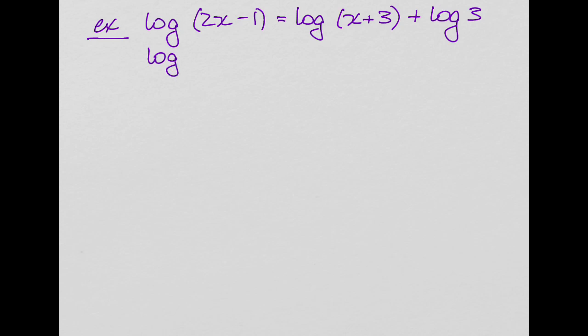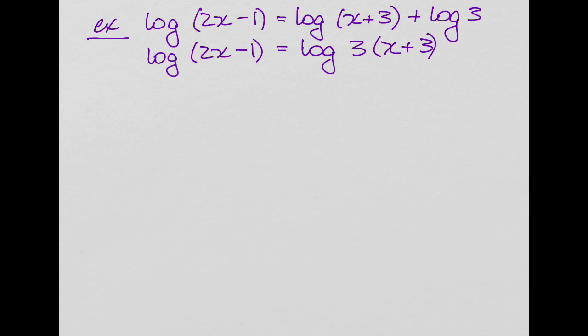Log, I happen to be at base 10 here. As long as the log is the same everywhere, we're all good. On the right, I have two logs, same base, and they're added. So I can use a property of logarithms that says I can rewrite this as a single logarithm where we're multiplying. So 3 times x plus 3.